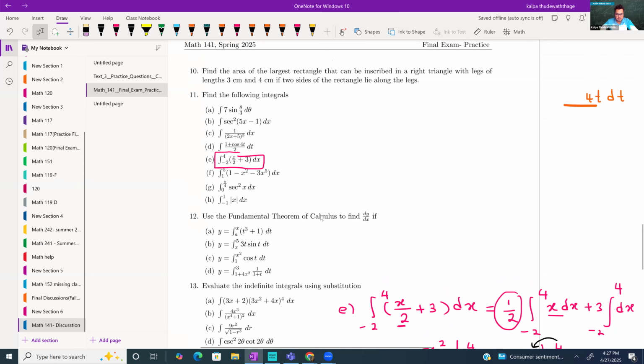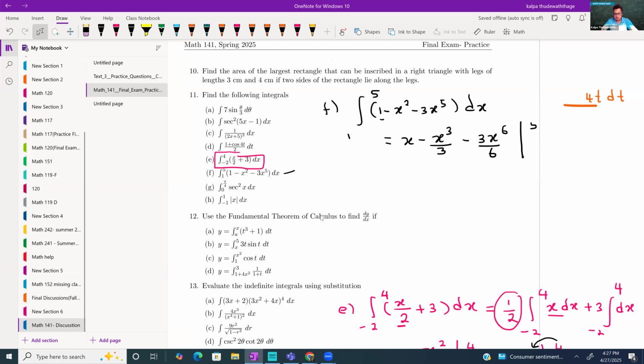Okay, so the next one, part F. I'll use that one. Okay, E is just F. It's the integral from 1 to 5 of x to the power 2 minus 3x to the power 5 dx. It's kind of an easy one, just a polynomial. So the integral of 1 is just x, x cubed over 3, 3x to the 6 over 6. And you have to plug 5 first and 1 plus 6.